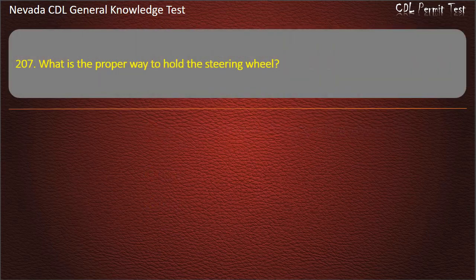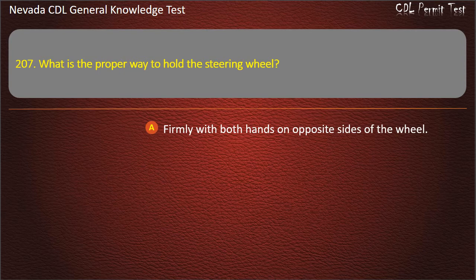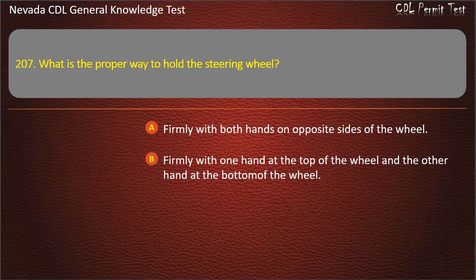Question 207. What is the proper way to hold the steering wheel? Firmly with both hands on opposite sides of the wheel. Firmly with one hand at the top of the wheel and the other hand at the bottom of the wheel. With your right hand on the wheel.